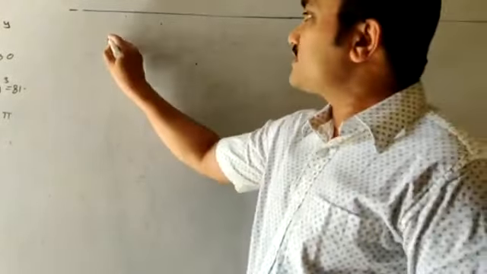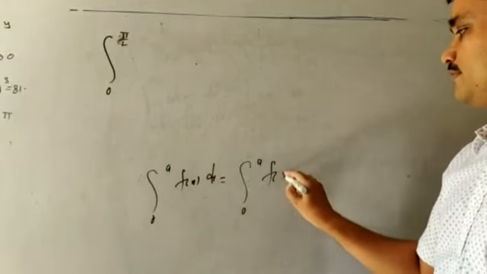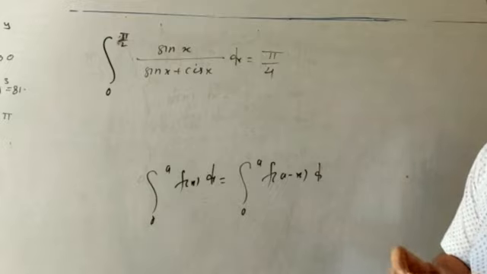The first one is integration 0 to pi by 2. The property which I had mentioned just now is integral 0 to a f of x dx equals integral 0 to a f of a minus x dx. Using this property, if it is 0 to pi by 2 of sin x upon sin x plus cos x dx, if we apply this property, we know this answer is nothing but pi by 4. Fine. So this answer is pi by 4.